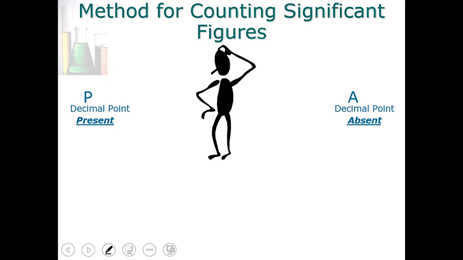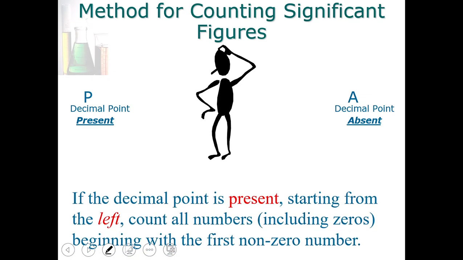So what I'm going to do is look at a number and decide on 2 scenarios. One scenario, the decimal point is present. Another scenario, the decimal point is absent. If the decimal point is present, I'm going to start from the left of the number, and beginning with the first non-zero number, I'm going to count all of the numbers as I scan from left to right. And that includes zeros.